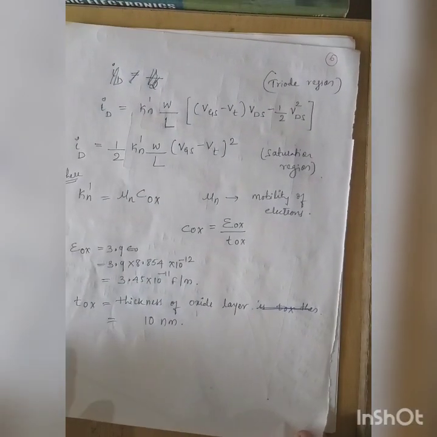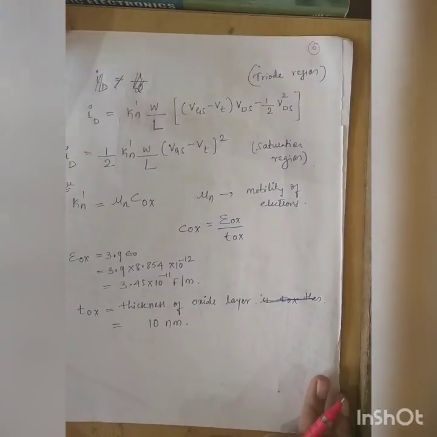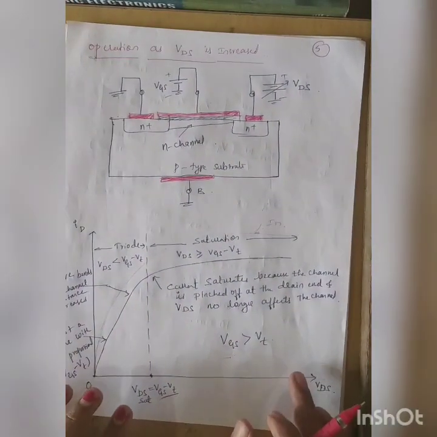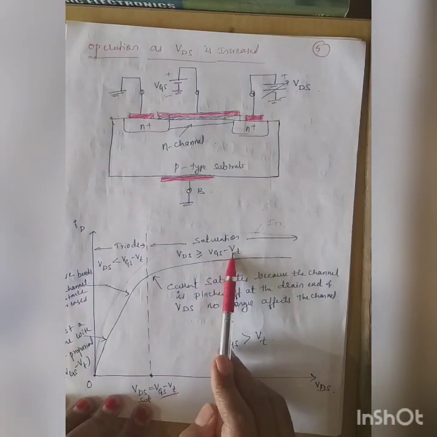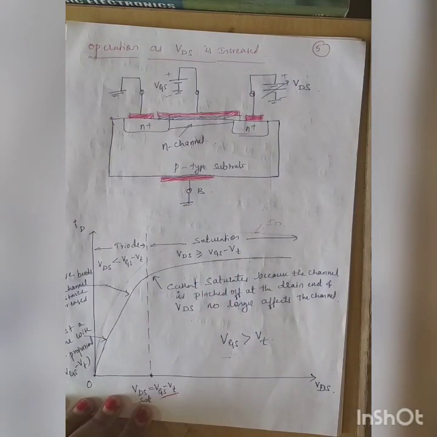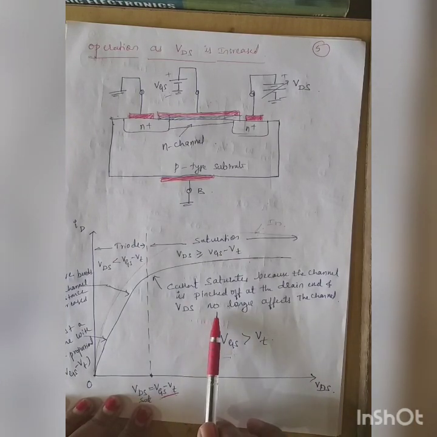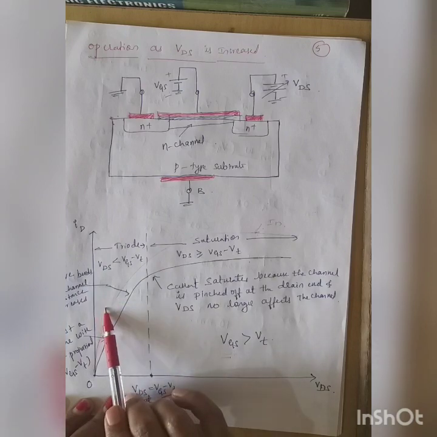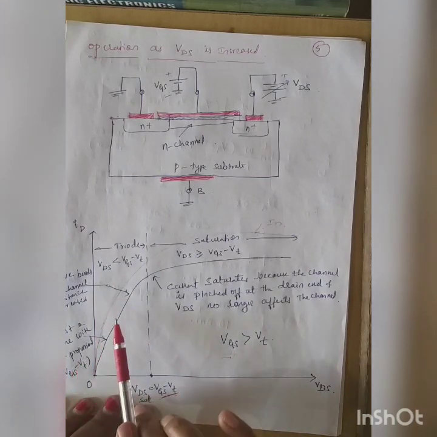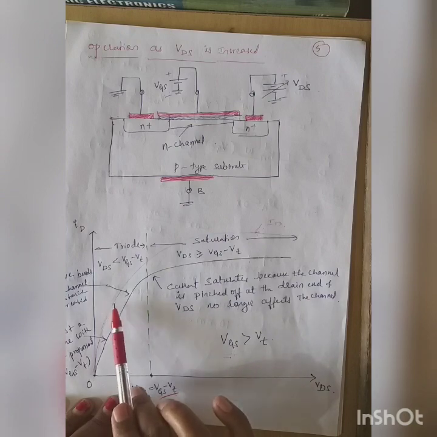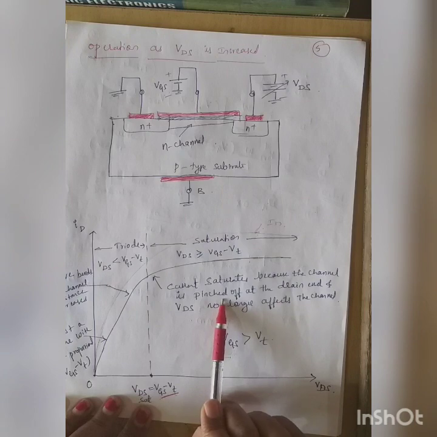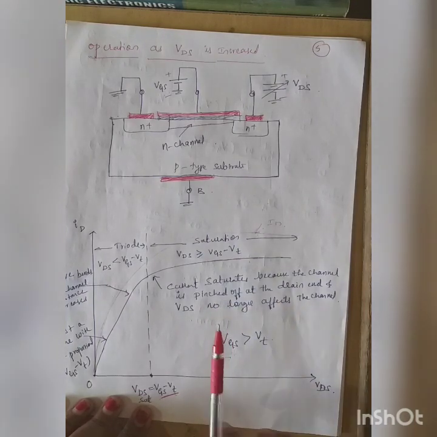So we have two equations here. The derivation is not necessary for you. Now, as I said, the device is operated in two regions, the triode region and the saturation region. Always the MOSFETs are used as amplifiers in the saturation region, and they are used as switches in the triode region. So understand this. The MOSFETs are used as switches in the triode region, whereas they are used as amplifiers in the saturation region.